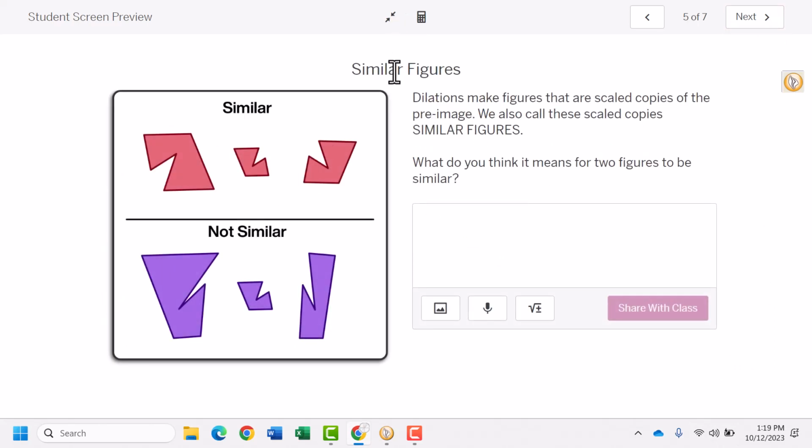So we also talked about similar figures. Two figures are similar if one can fit exactly over the other after rigid transformations and dilations. So dilations make figures that are scaled copies of the pre-image. We also call these scaled copies similar figures. What do you think it means for two figures to be similar? I'm going to say same shape, but maybe not the same size.